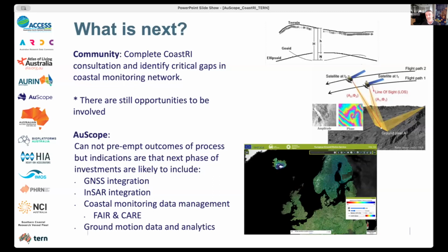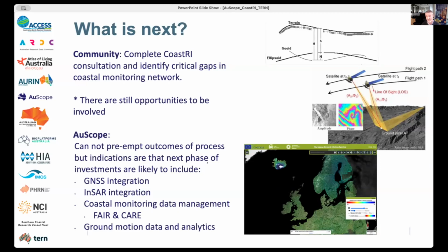We want to do more InSAR integration. We want to focus on FAIR and CARE data management and protocols around the coastal monitoring data. And we also want to understand ways that we can provide analytics. So if anybody has not looked at the European Ground Motion Service portal, you can lose days in there.